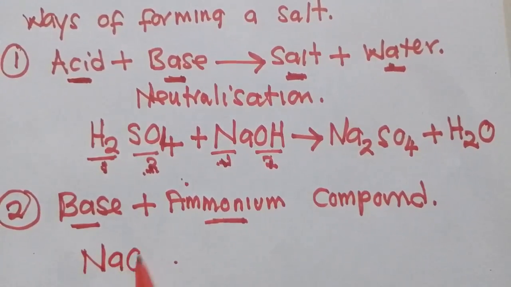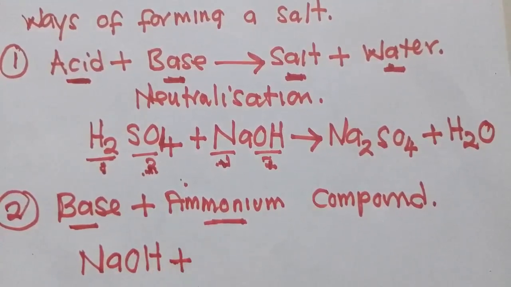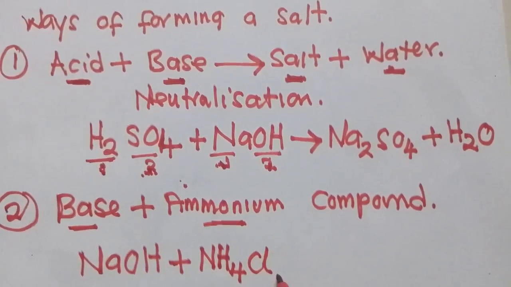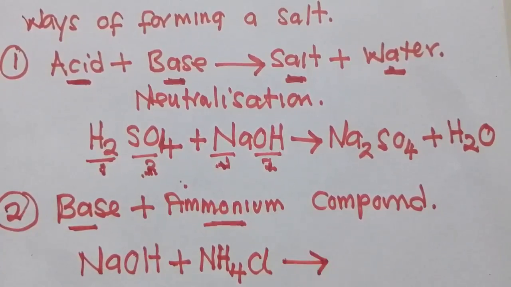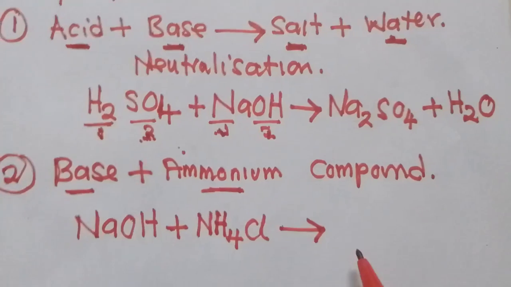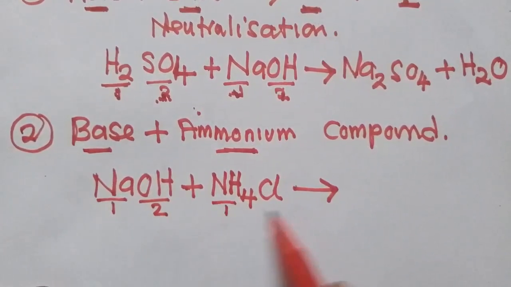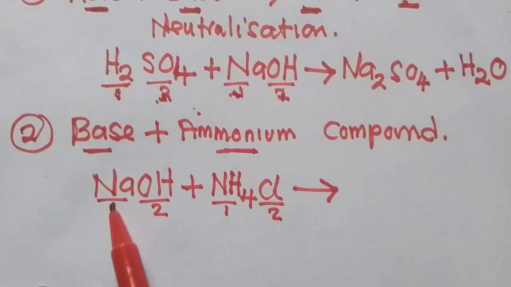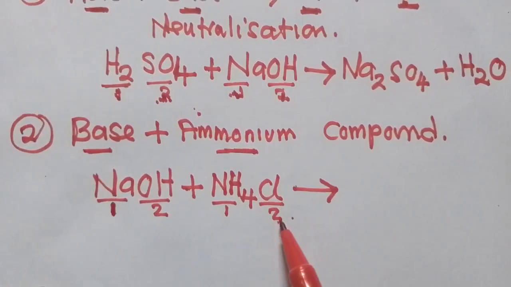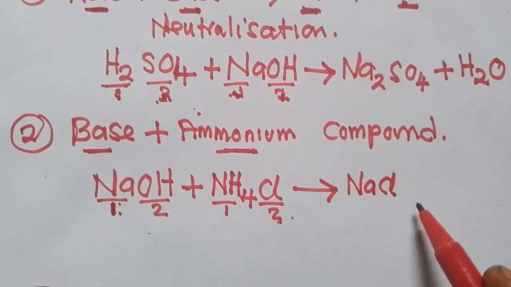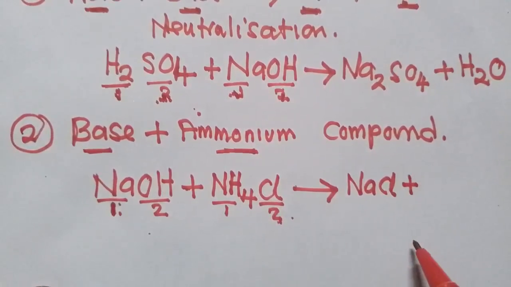I'm going to say sodium hydroxide. This is a base, plus any ammonium compound. We can talk of ammonium chloride, which is giving us what? The same principle which I taught you at first, where you say this is one, this is two. Have you seen the one here, which is sodium, will go with the two here. So sodium chloride is going to be formed. Then I say plus, plus what?